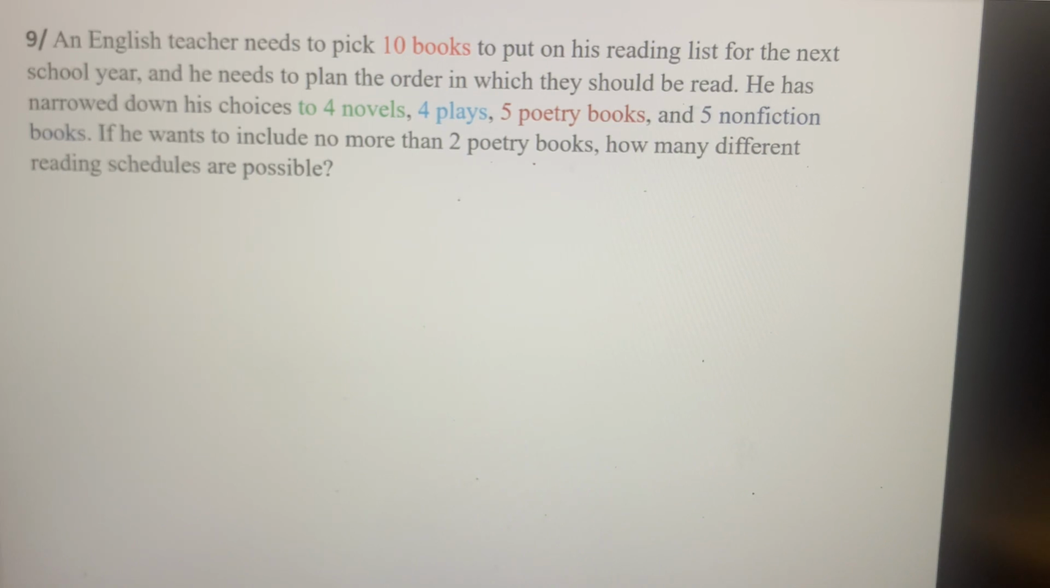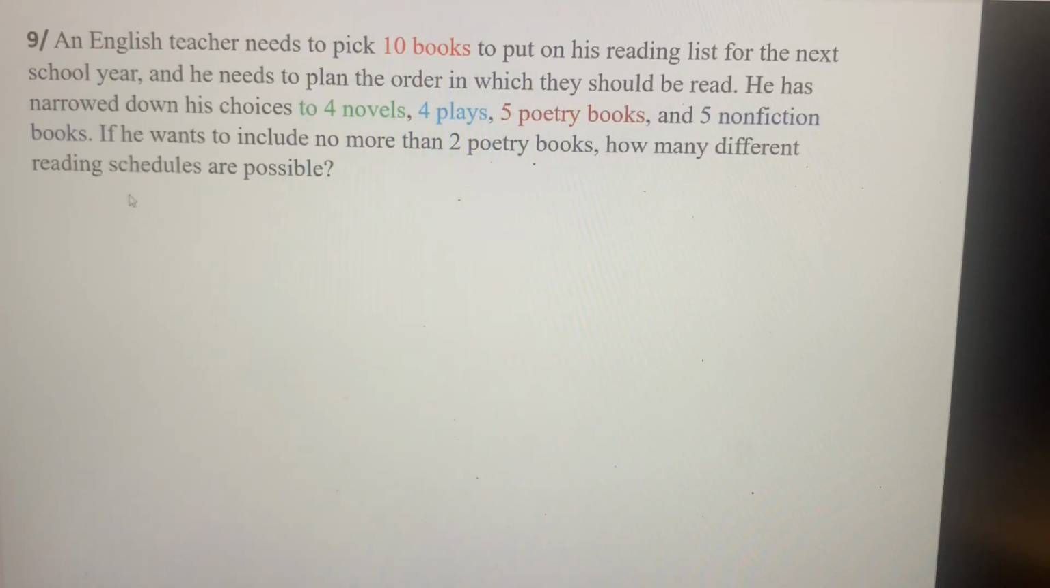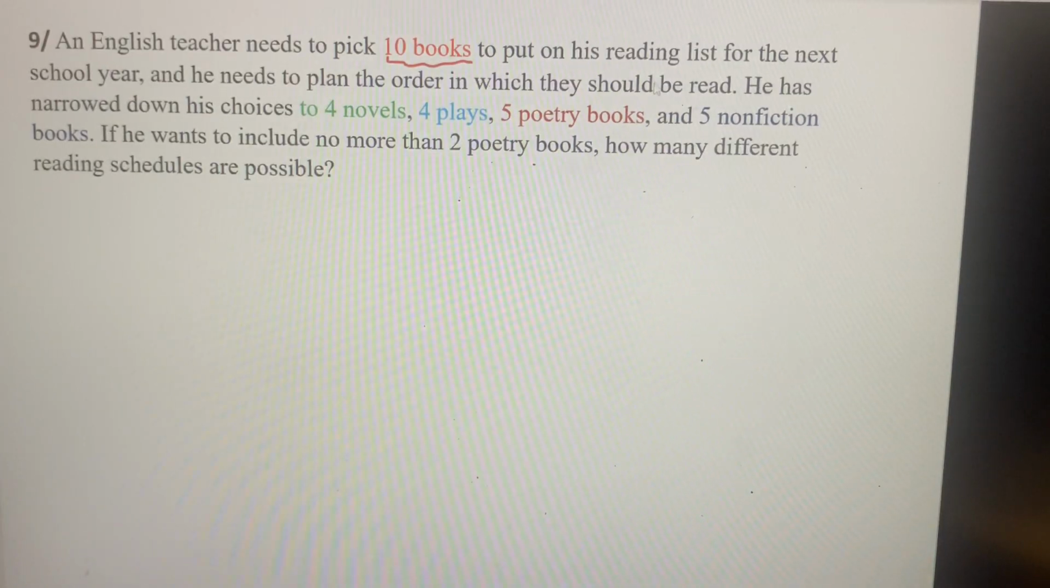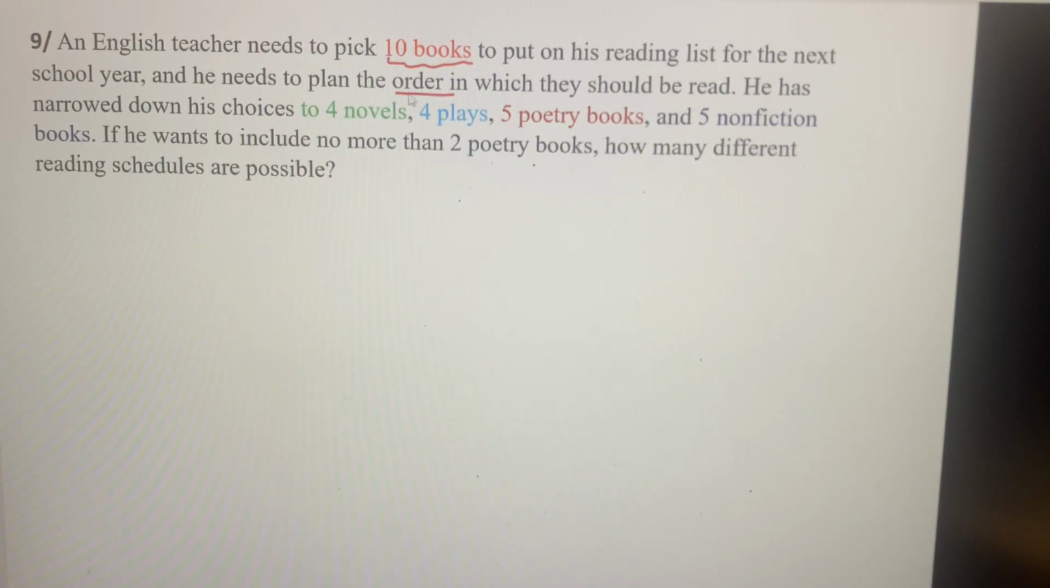Number 9 is also another interesting problem. So as always, we have to carefully read the problem first. Reading the problem is the important part, as always. So here is an English teacher. He needs to pick 10 books. This is very important. He needs to pick 10 books to put on his reading list for the next school year, and he needs to plan in the order.